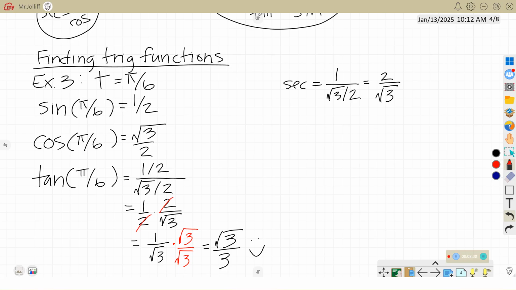Arturo, what makes me unhappy in that fraction? What am I multiplying by? Very good. Rationalize the denominator. Perfect. So 2 times root 3 over 3. Happy face.